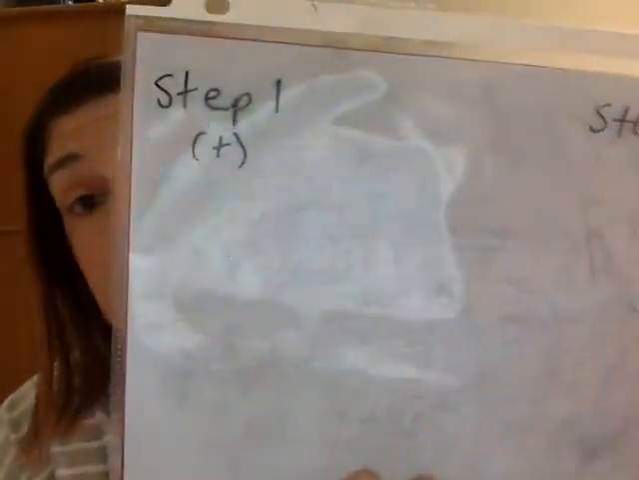So, for step 1, I'm going to be adding. For step 2, I'm going to be subtracting. So that's what I write on my whiteboard. Okay.